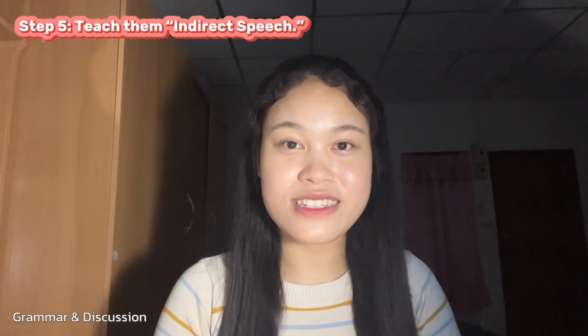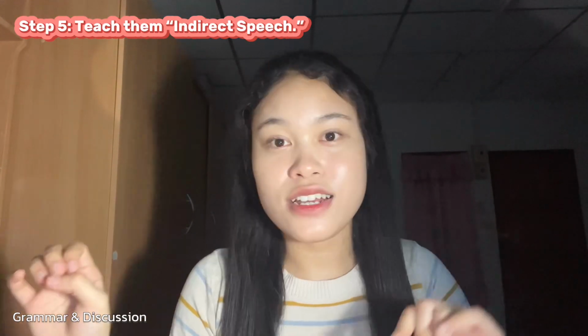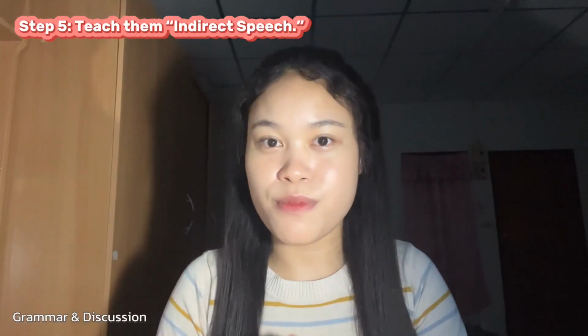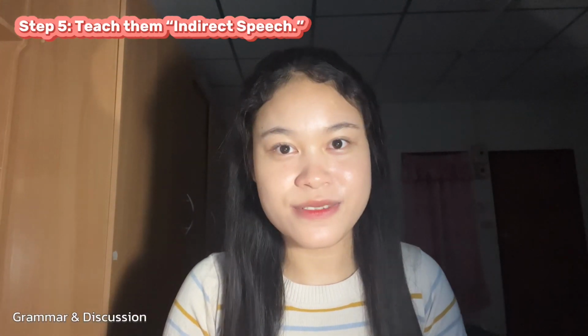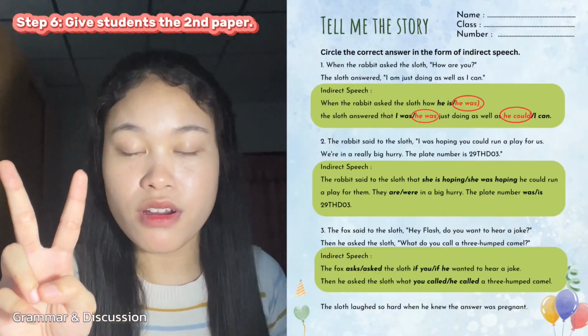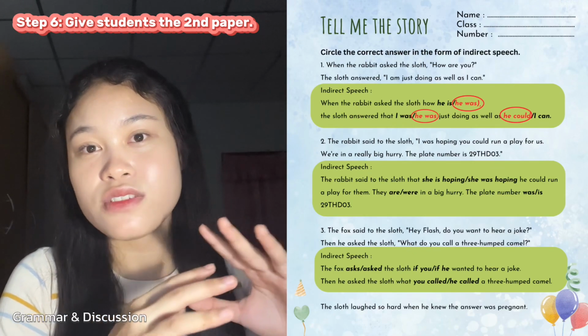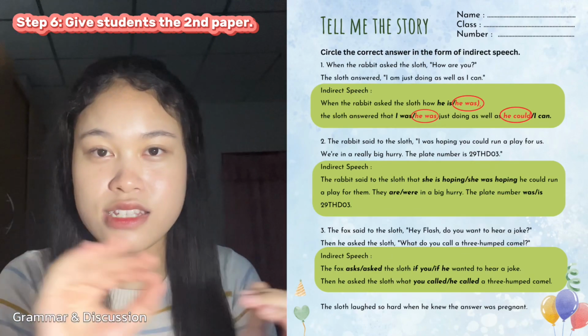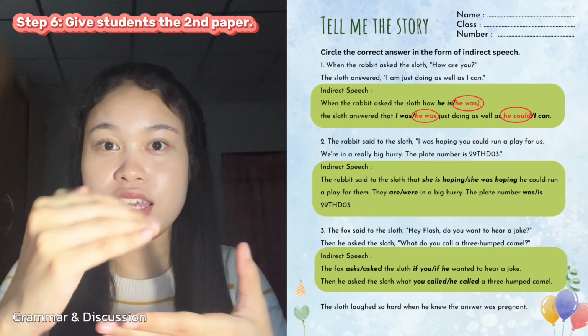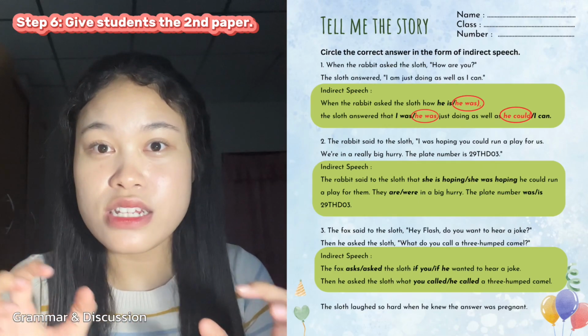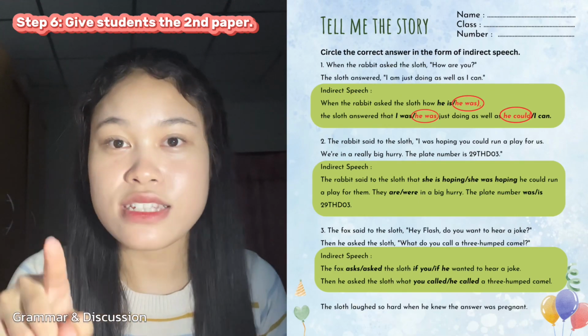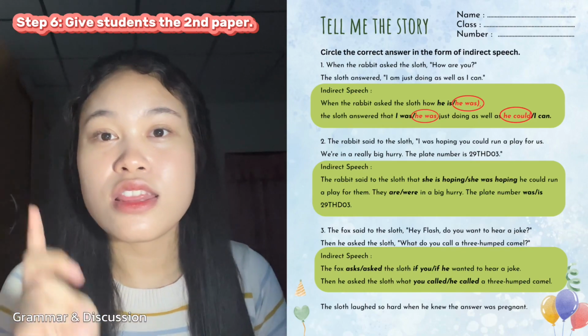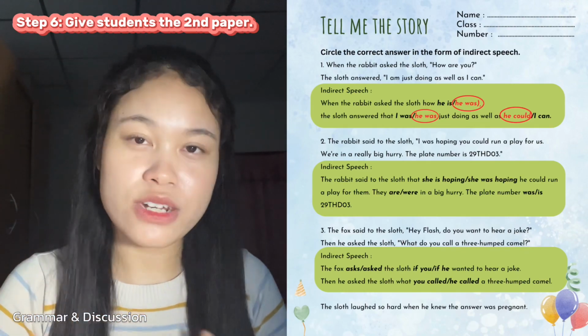So this is going to be step 5. Teach the students the indirect speech so that they can tell other people correctly in English. Step 6. After teaching them the indirect speech, the teacher will give them the second paper. And this paper also has the contents of Zootopia in English. But the students have to circle which is the correct form of indirect speech.